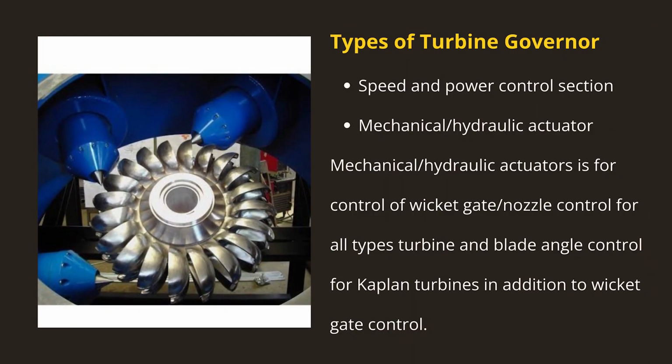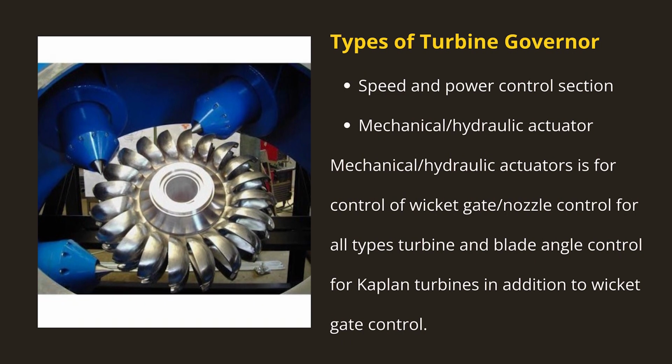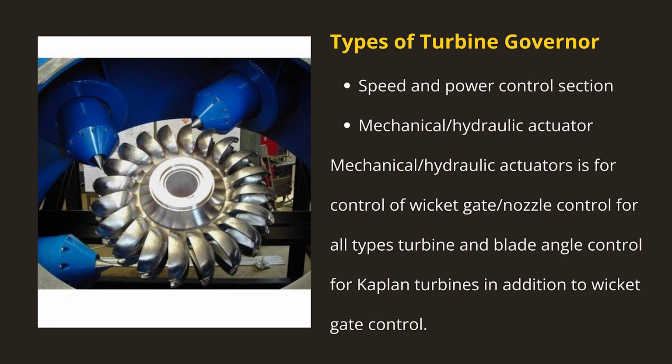Now, let us have a look at types of turbine governor. We have number 1, speed and power control section, then we have mechanical or hydraulic actuator. Mechanical or hydraulic actuator is for control of wicket gate or nozzle control for all types of turbine, and blade angle control for Kaplan turbine in addition to wicket gate control. Size and type of governor is based on the capacity of the actuator. Now, in speed and power control, we have 3 types of governor for speed and power control of hydraulic turbine. They are mainly in use: mechanical governor, analog electronic governor and digital electronic governor. We will see all 3 in brief.